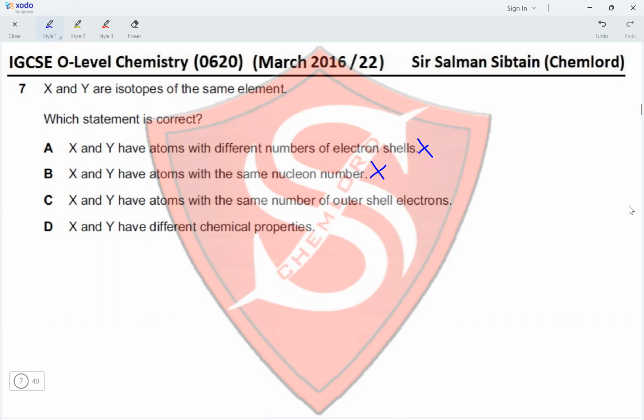X and Y have atoms with the same number of outer shell electrons. Yes, they have the same number of outer shell electrons because they are the same element. X and Y have different chemical properties. No, isotopes have the same chemical properties because they have the same number of outer shell electrons. So this makes option C the correct option for this question.